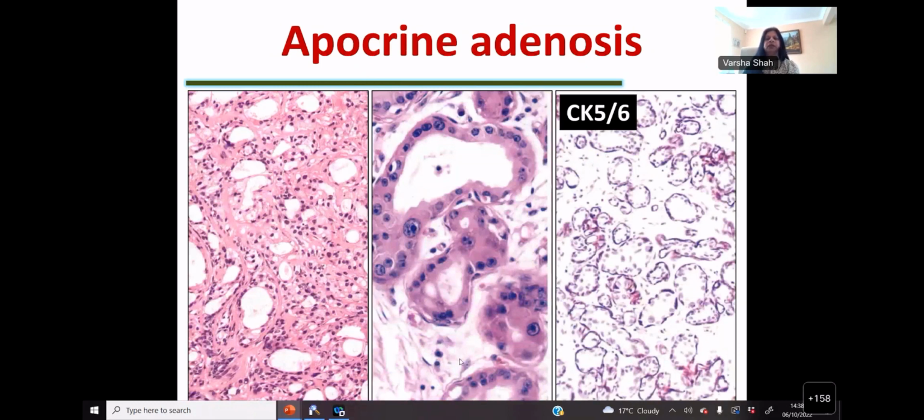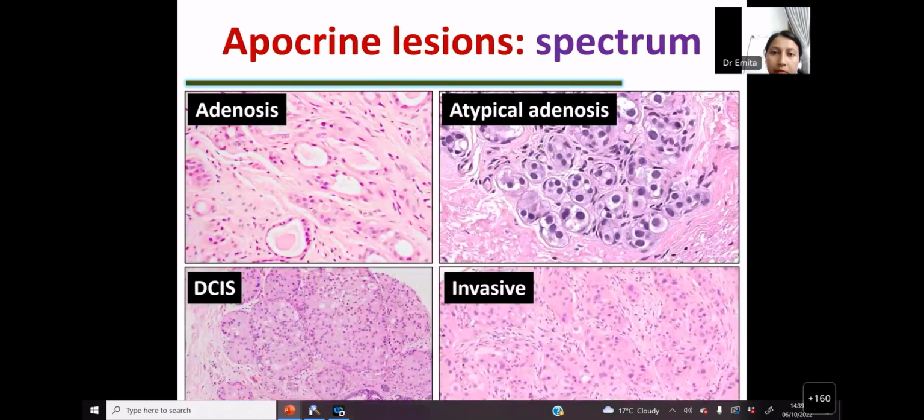Apocrine adenosis is another variant of adenosis where the ductal epithelium, the inner epithelial layer, undergoes apocrine metaplasia, and again the myoepithelial layer is well preserved. And within the apocrine lesions, we have a spectrum. So we have simple apocrine adenosis, atypical apocrine adenosis, DCIS, and invasive carcinoma.